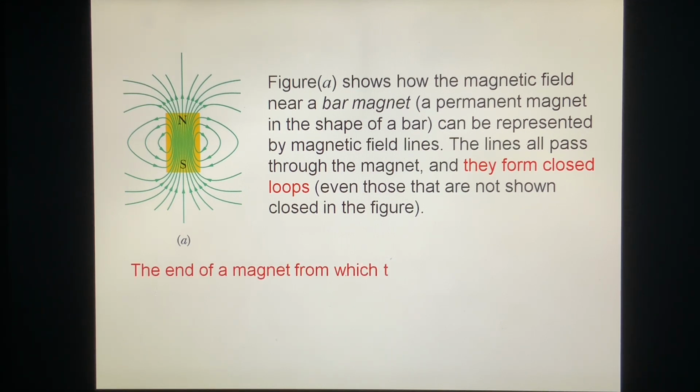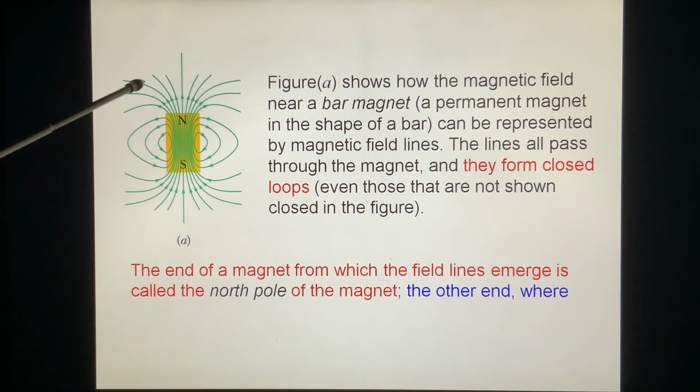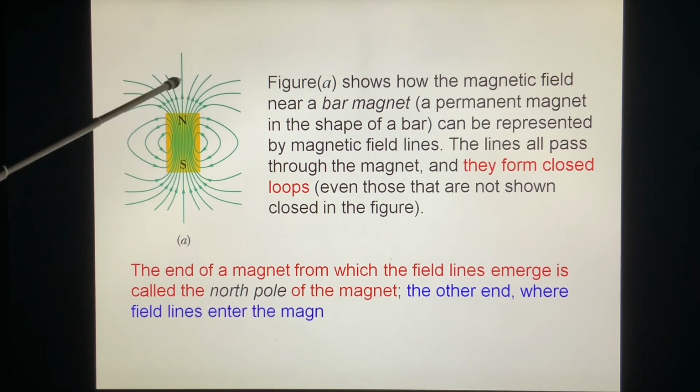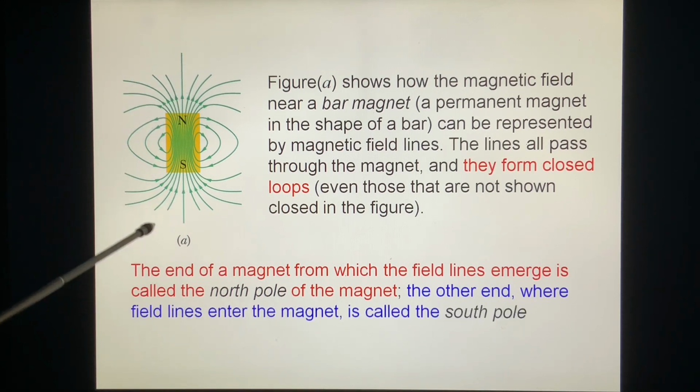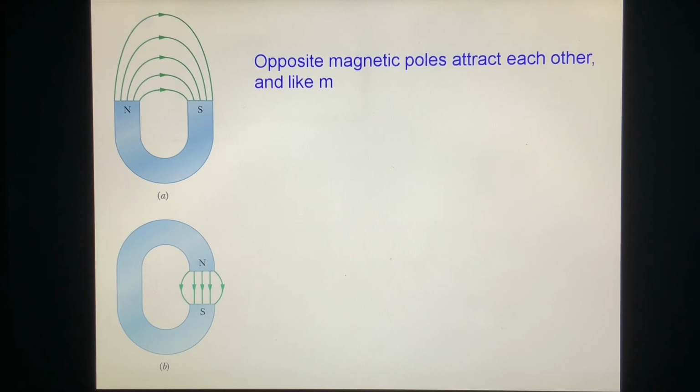The end of a magnet from which the field lines emerge is called the north pole of the magnet. The other end, where the field lines enter the magnet, is called the south pole. So a magnetic field line is different from an electric field line. Opposite magnetic poles attract each other, and like magnetic poles repel each other.